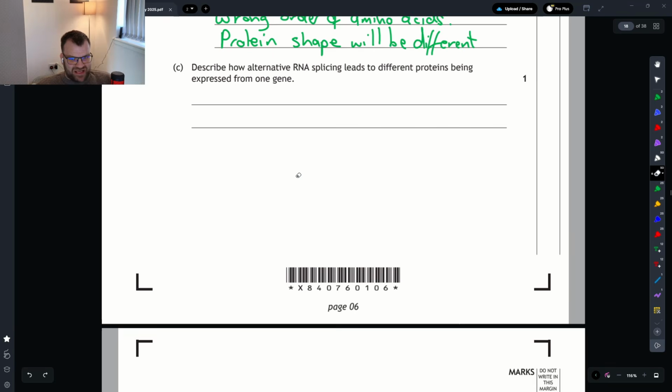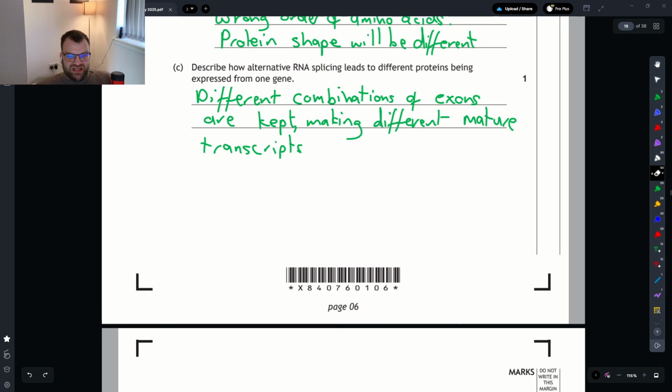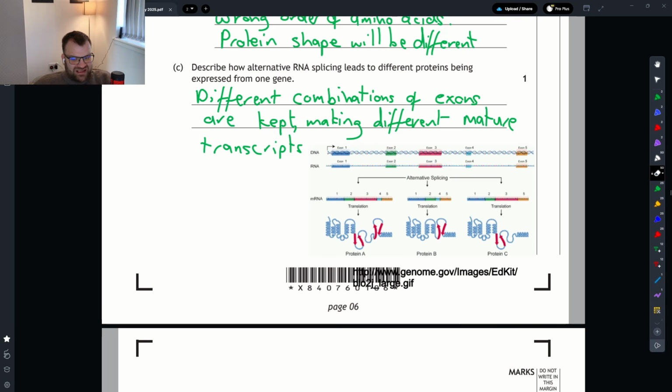When it comes to alternative RNA splicing, there are different combinations of exons joined together, which makes different mature transcripts, which means we get different proteins made at the ribosome. This little diagram here kind of shows that. The first one has all 5 of the exons. In the middle one, we're missing exon 3. And then in the last one, we're missing exon 4. So they'd go on and make slightly different proteins, or very different proteins.